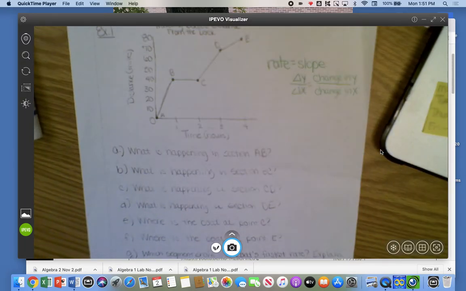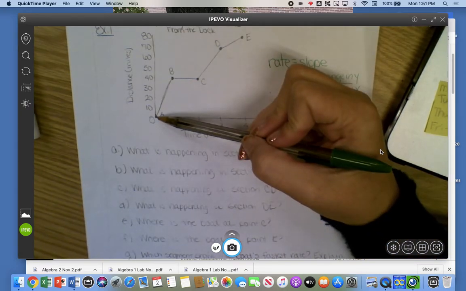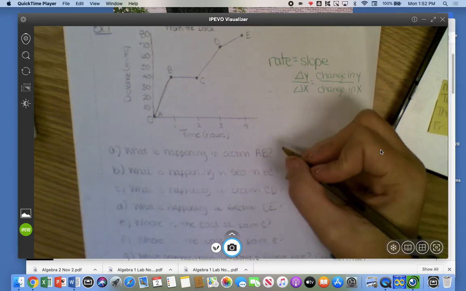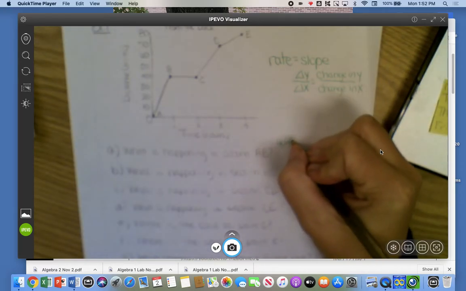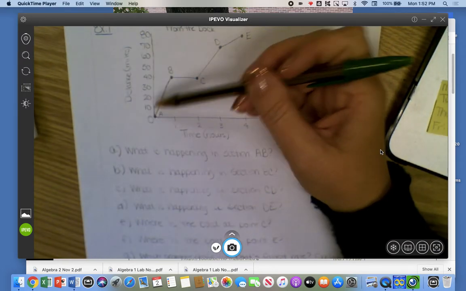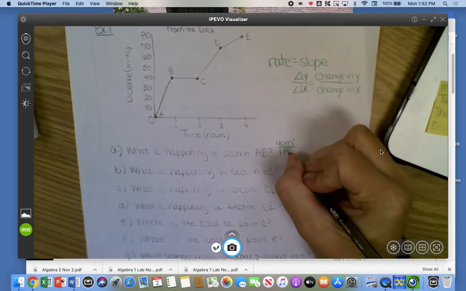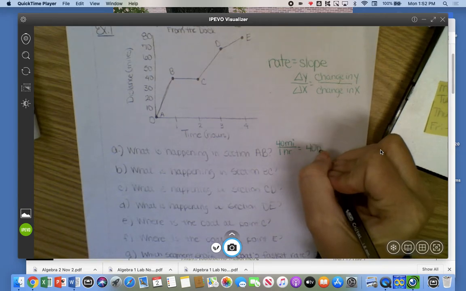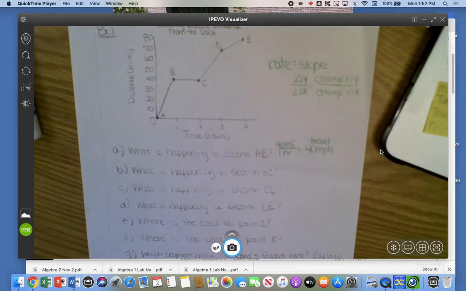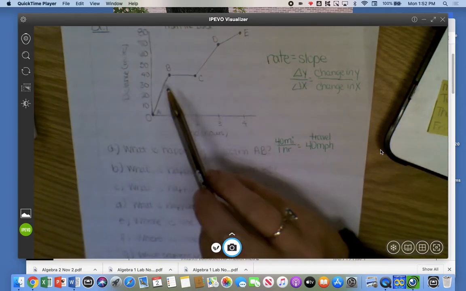So I want to ask myself on this one, how much am I traveling from point A to point B? At point A, I'm at 0 miles away from the dock, and at point B, I am 40 miles away from that dock. So the first thing I'm going to say is that I am 40 miles away. And how much did I travel? I started at 0, and now I'm at 1 hour. So I traveled 1 hour. So I can say that my rate is 40 miles per hour. I am traveling 40 miles per hour.